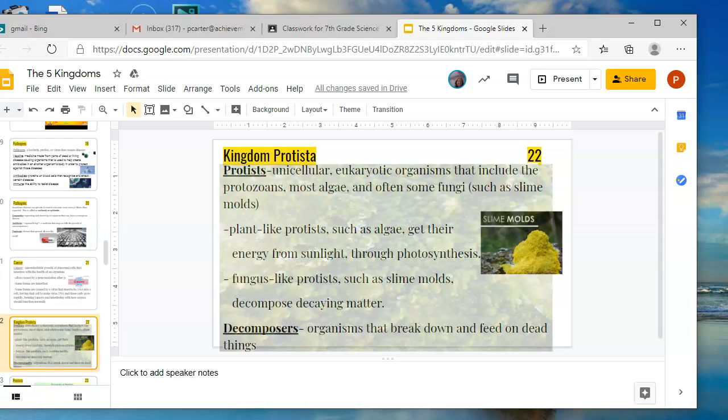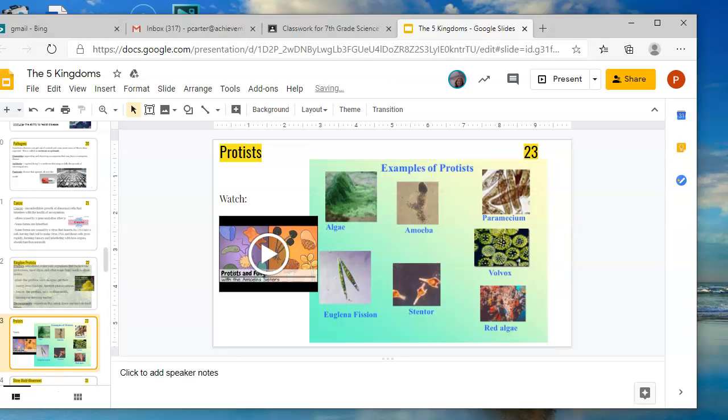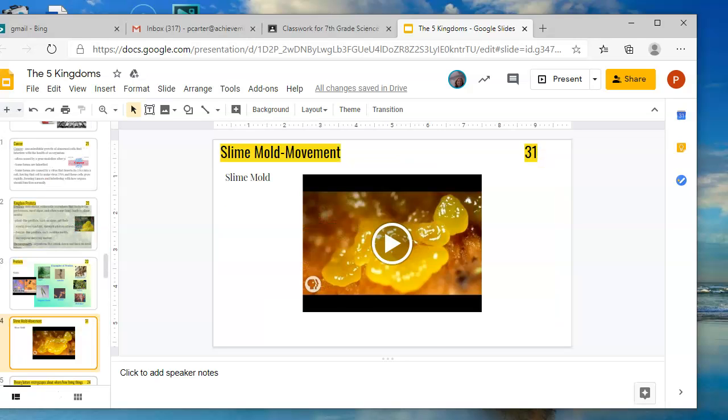Kingdom Protista. Protists. Unicellular eukaryotic organisms that include the protozoans, most algae, and often some fungi, such as slime molds. Plant-like protists, such as algae, get their energy from sunlight through photosynthesis. Fungus-like protists, such as slime molds, decompose decaying material. Organisms that break down and feed on dead things are decomposers. Slime mold.